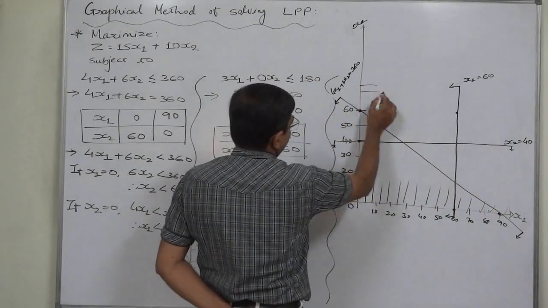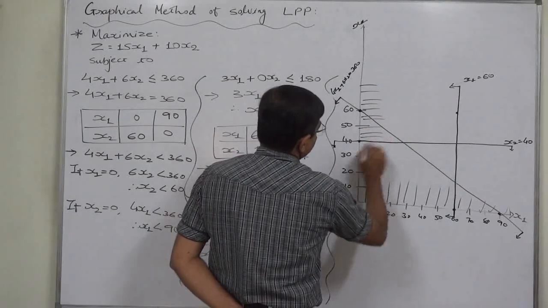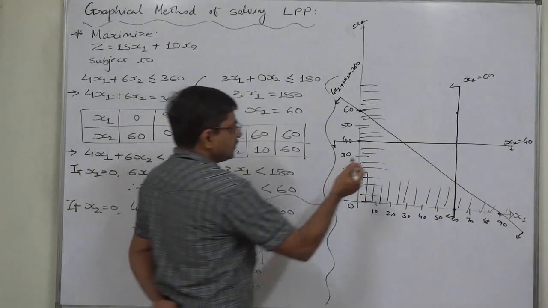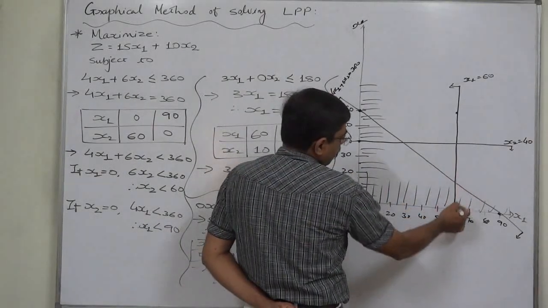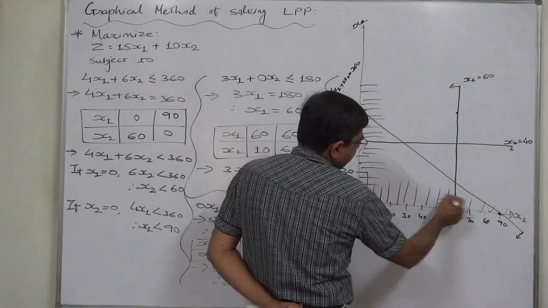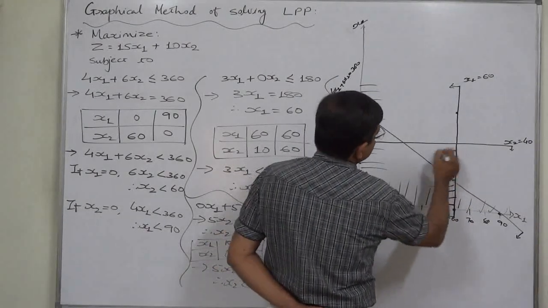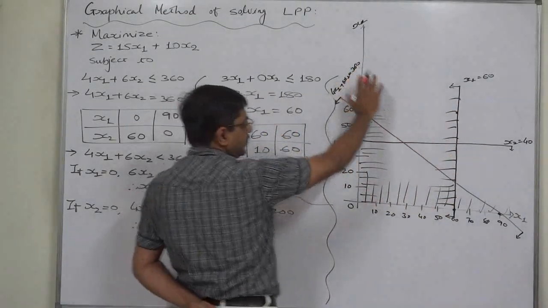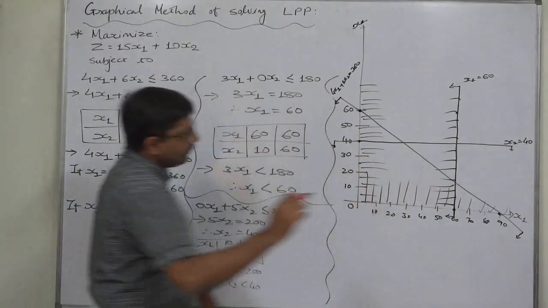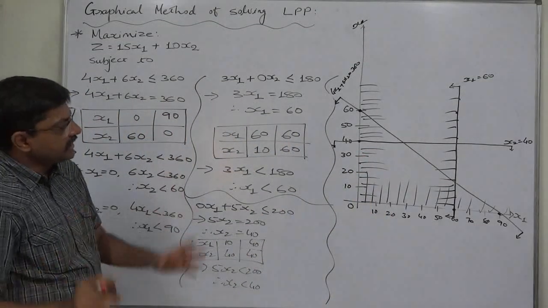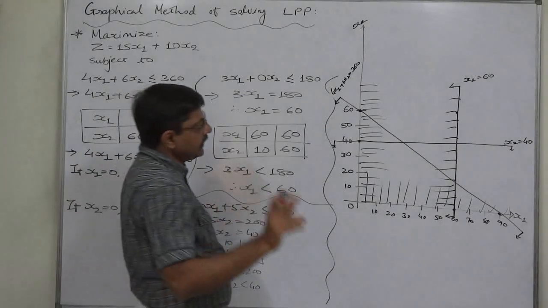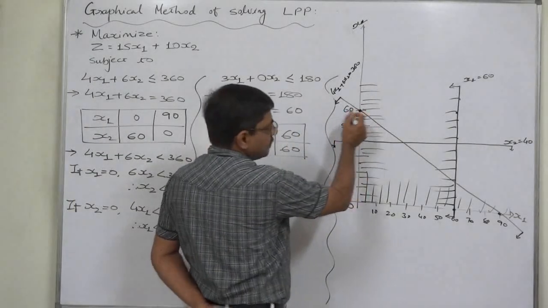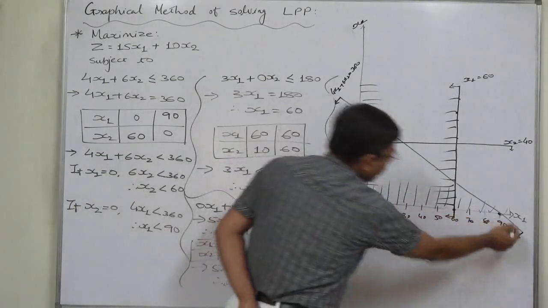This is x1 0 or more, because x1 is 0 on this line and greater values lie on this side. Okay, this is x1 60 or less. 60 means the line and less means the inner side. You need not draw the shaded region outside the common region, but to understand the common region accurately, I am drawing this kind of lines. Now this is 60 or less, 90 or less.